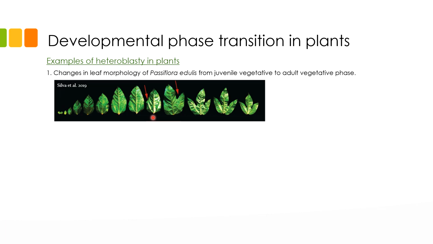From this point on, until the leaves become fully trilobe, the plant is at the adult vegetative stage. The stage before that, when the plants only have monolobe leaves, is the juvenile vegetative stage.